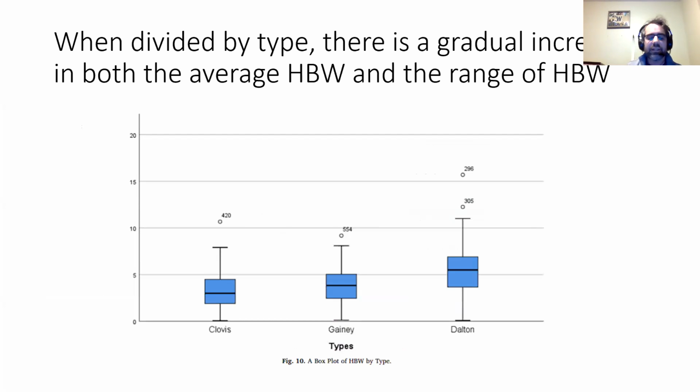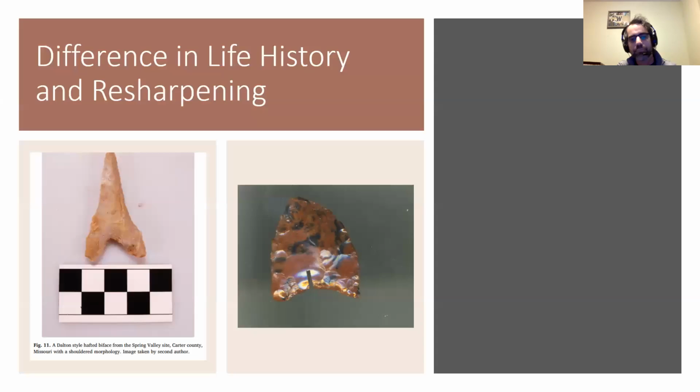In doing that and creating this index, what we found is that Clovis tends to have a very low HBW, meaning that the blade typically is almost as wide as the haft, right? Gainey slightly higher, and Dalton actually has quite a bit higher index and more of a range. What this means is that Dalton points, or the makers of Dalton points, allowed the blade to get skinnier and skinnier and skinnier due to resharpening. Clovis makers didn't really. They would retouch probably the haft in an effort to prevent that, and people who made Gainey points were somewhere in the middle.